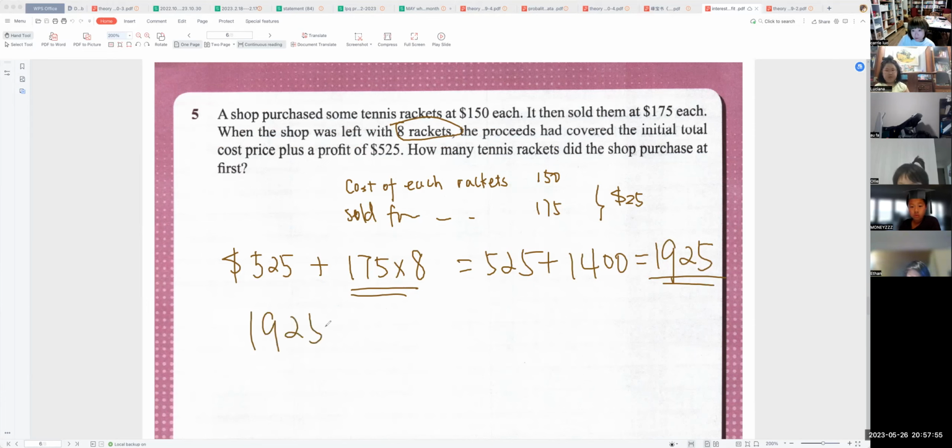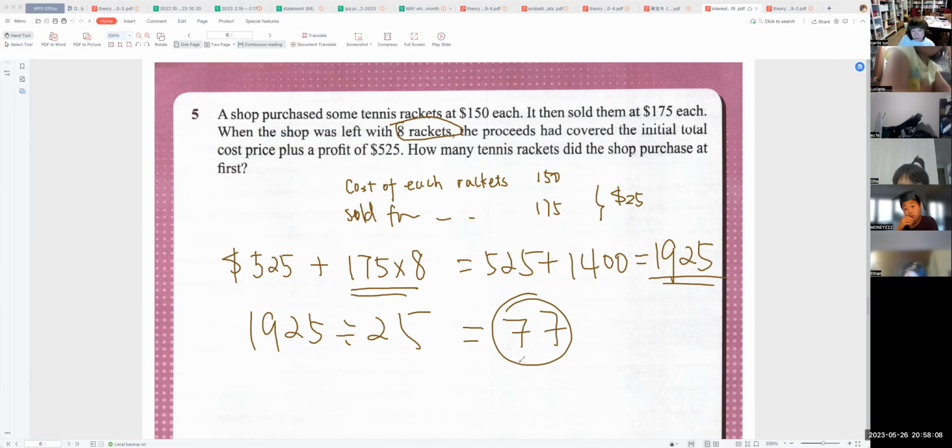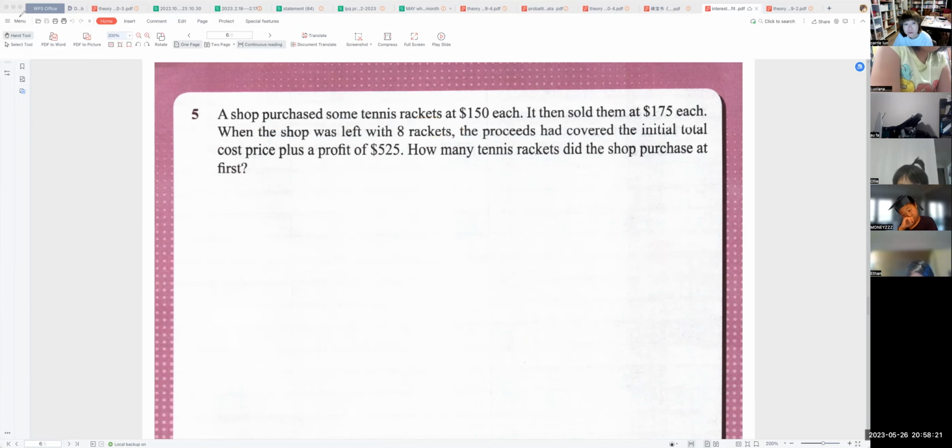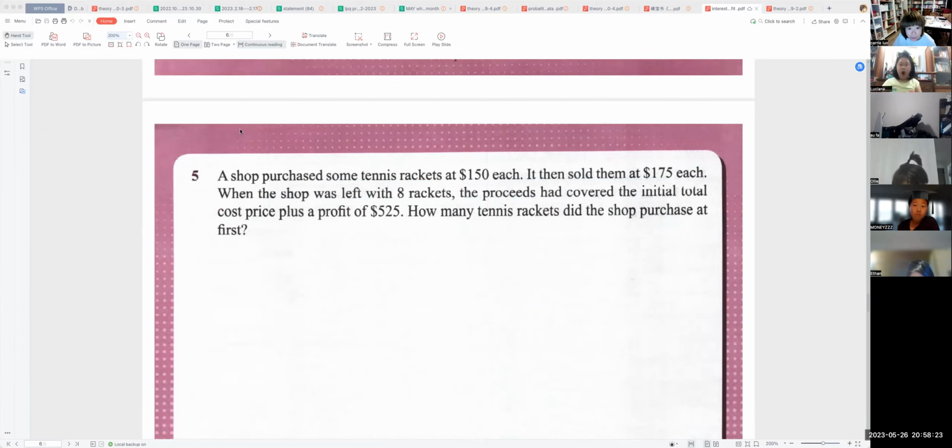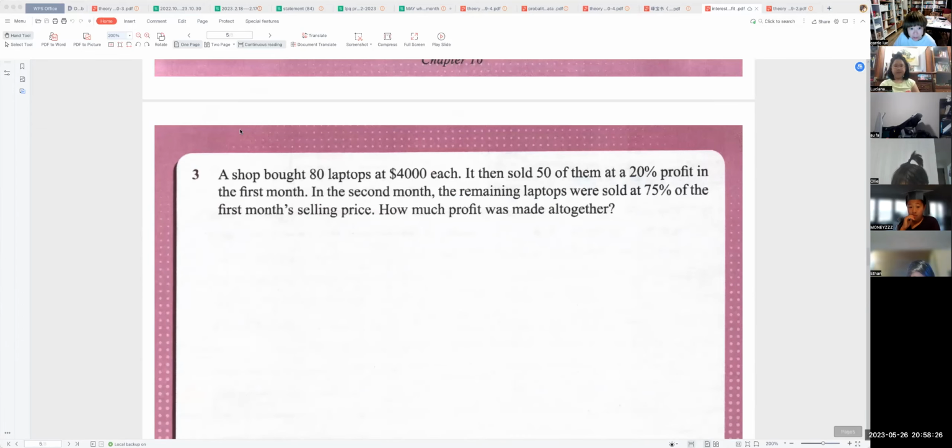So 1925 divided by 25. So the answer is 77 tennis rackets that the shop purchased at the very beginning. Alpha, at least you got a 7 right. Okay, everybody, get it? Okay, so let's just try to do the one last question together, okay?